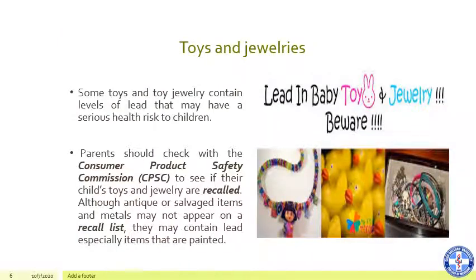Watch out for toys and jewelry too. Some toys and toy jewelry contain levels of lead that may be a serious health risk to children. Parents should check with the Consumer Product Safety Commission to see if their child's toys and jewelry are recalled. Although antique and salvage items and metals may not appear on the recall list, they may contain lead, especially items that are painted. So what is a product recall?